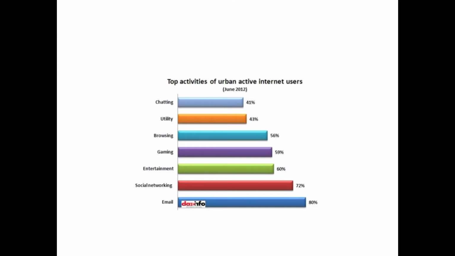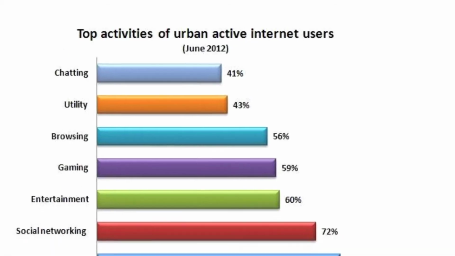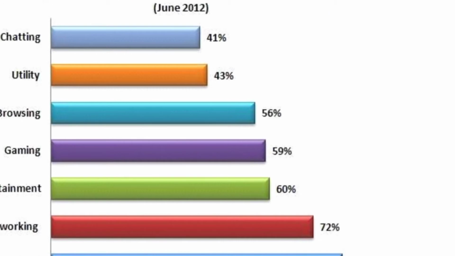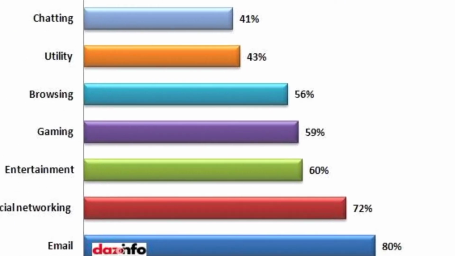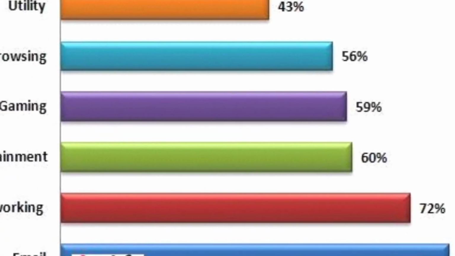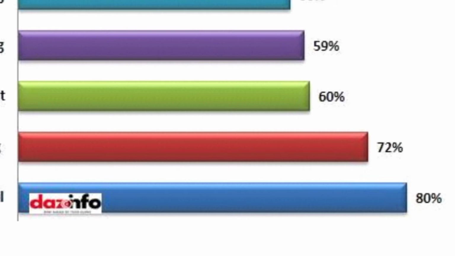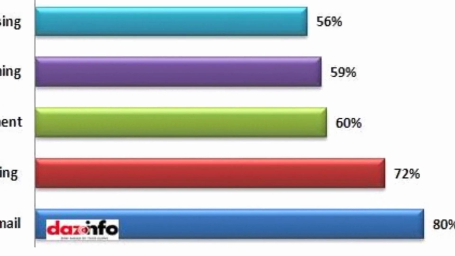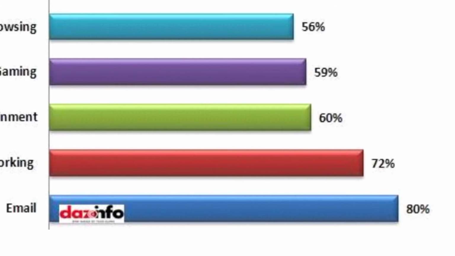So this is an example question. This is about the top activities of urban active internet users. You will see chatting 42%, utility 43, browsing 58. You have gaming, entertainment, social networking, email like that. If you see, all the segments are bar charts. The internet users use the internet for different purposes.